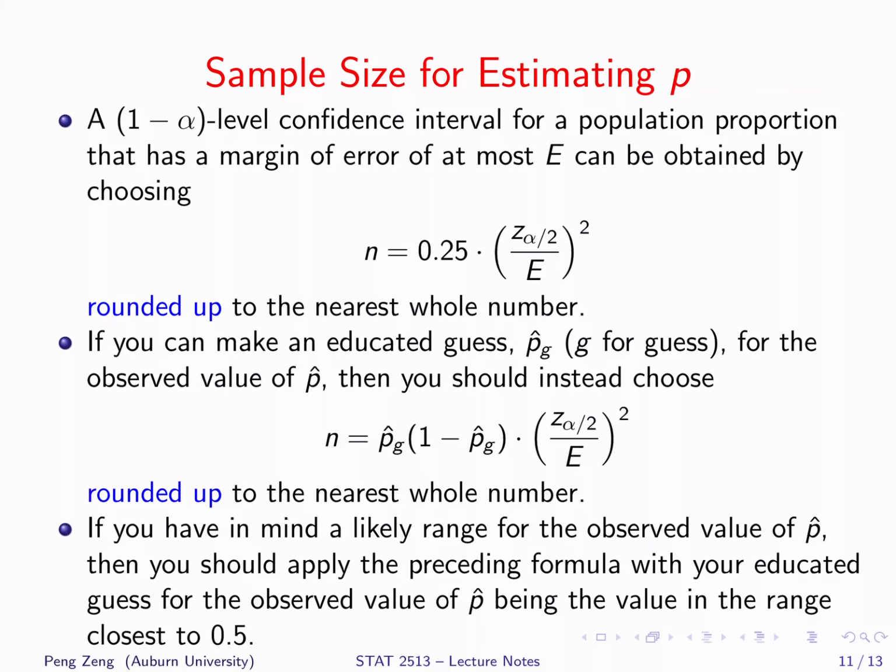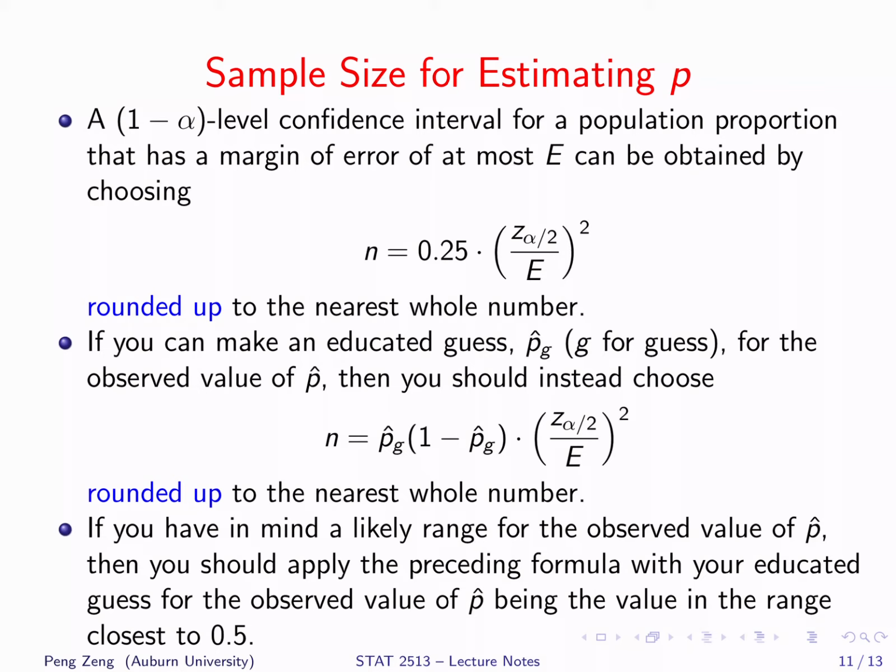If you can make an educated guess, p g hat, for the observed value of p hat, then you should instead choose n equals p g hat times 1 minus p g hat times z alpha over 2 over e, squared. We also need to round this number up to the nearest integer.